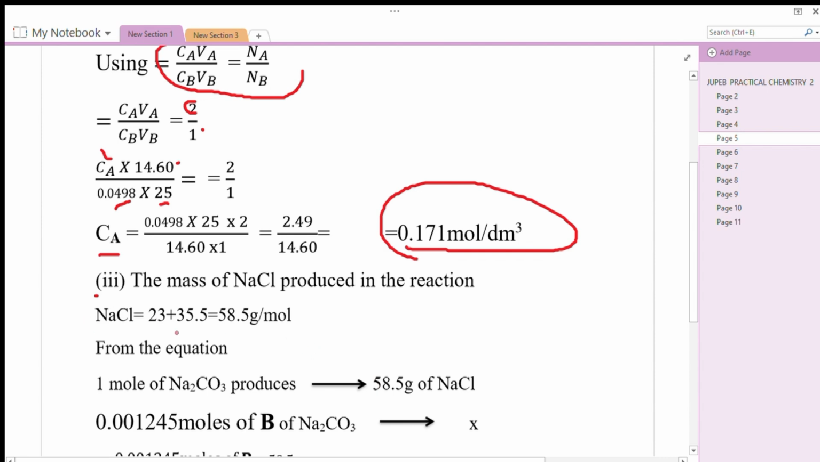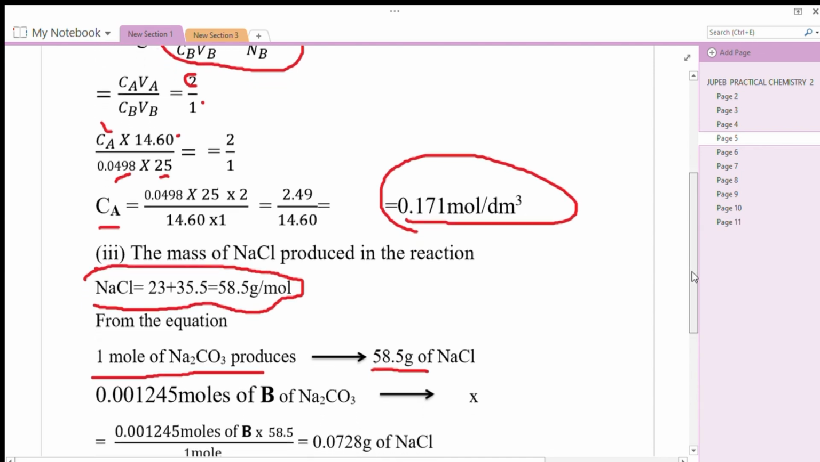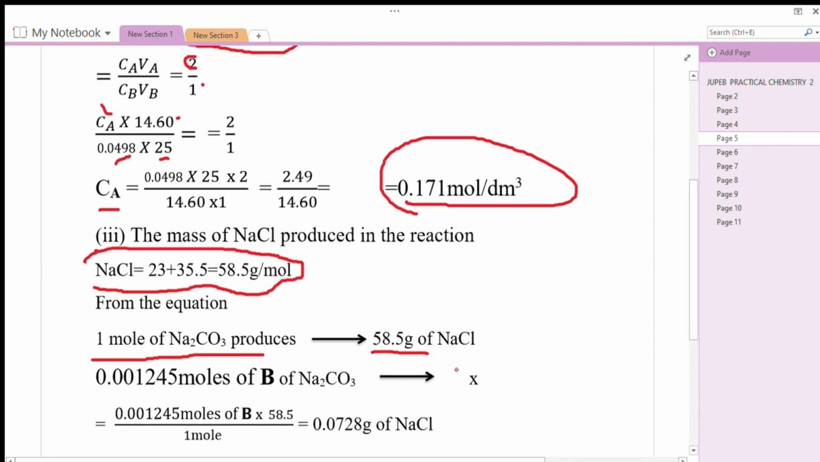So the molar mass of sodium chloride is 23 plus 35.5, that's 58.5. Now, when you go back to your equation, you see 1 mole of sodium trioxocarbonate produces 55 gram of this. Now, the mole that we calculated above, remember, which is 0.01245, now we're going to have x.